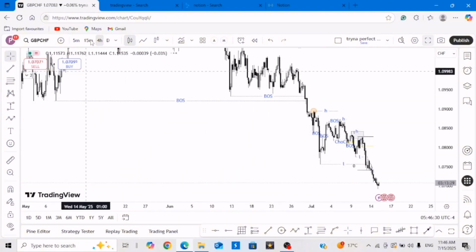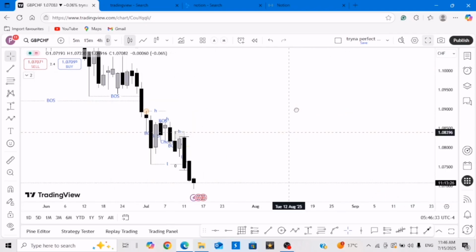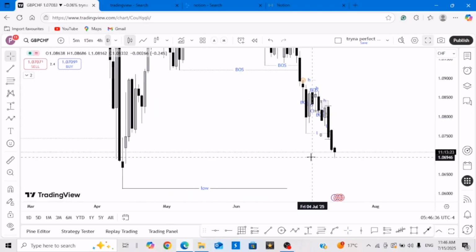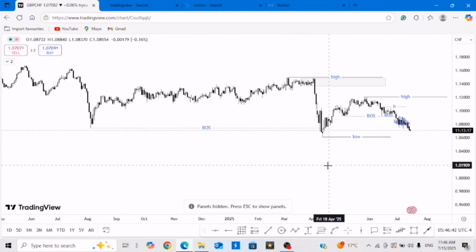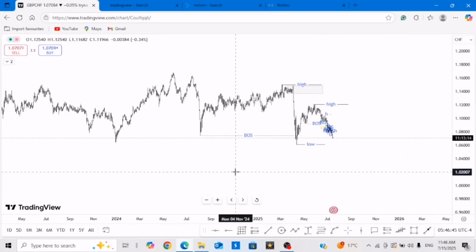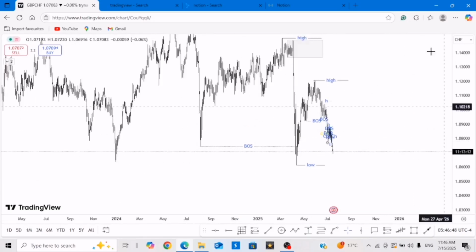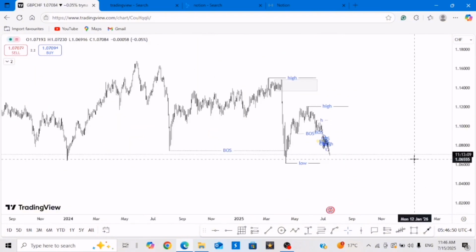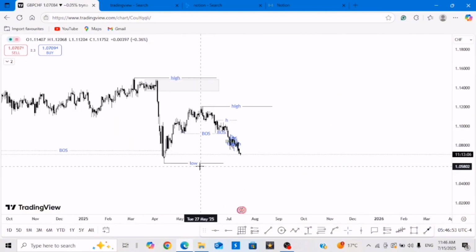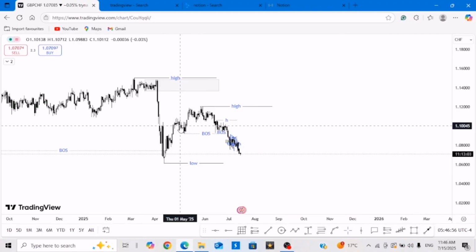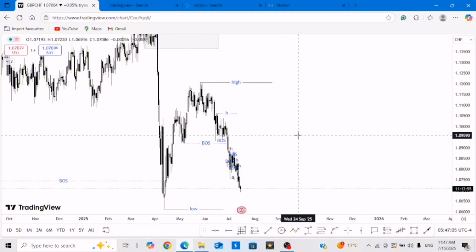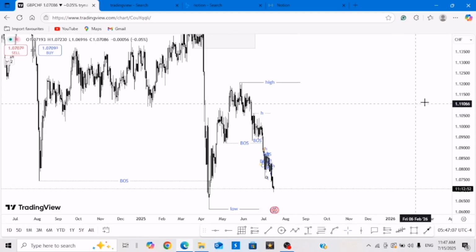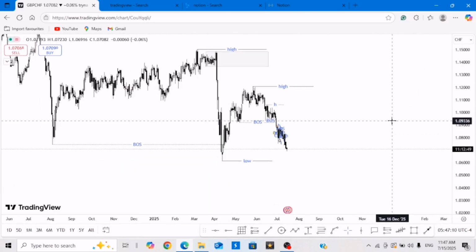GBP/CHF. There's a lot happening on the daily, but let me show you from a big picture perspective. You guys can clearly see, man, on the daily, we are bearish. And I did say, guys, once price breaks this low, we're selling to come to these lows here. I remember saying it in one of my previous videos that once price breaks this low right here, it's a sell. We are selling.